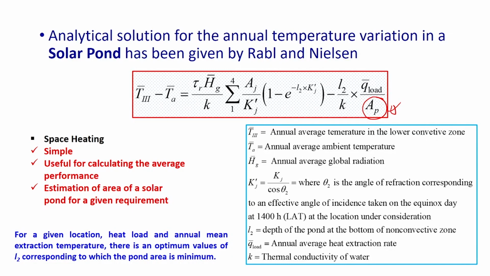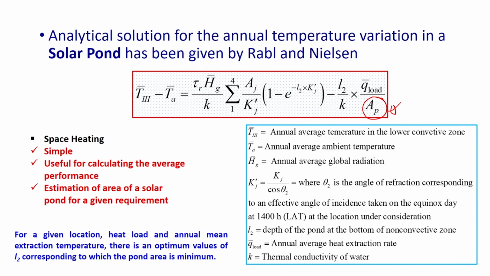So this analytical solution is normally used for space heating applications, and it is one of the simplest solutions and is useful for calculating the average performance, and also for estimating the area of a solar pond for a given requirement.